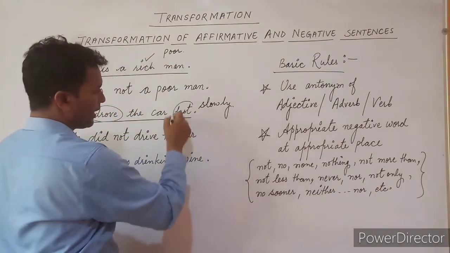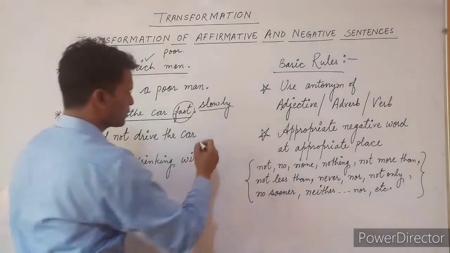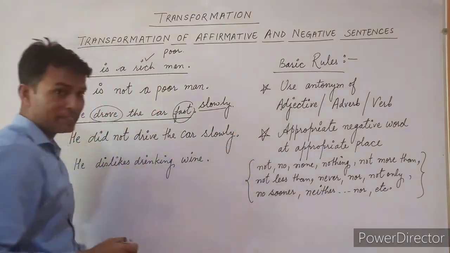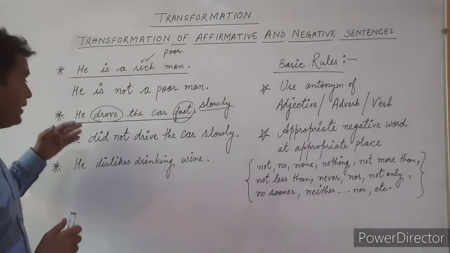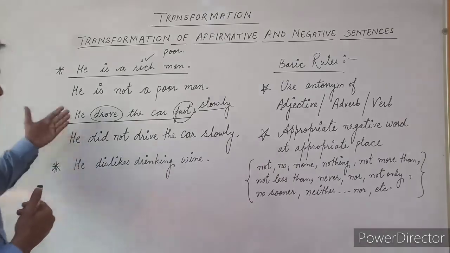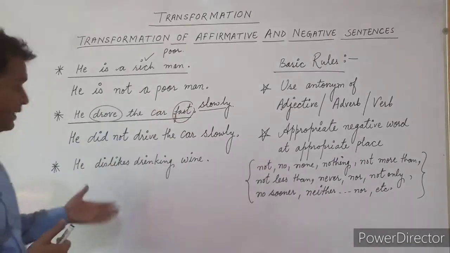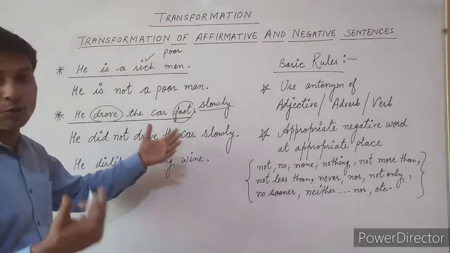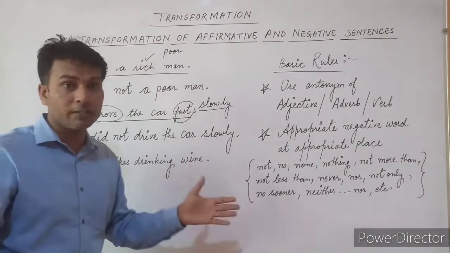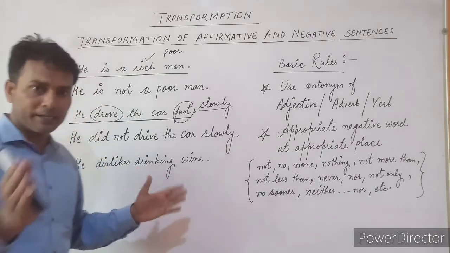And in place of fast, you will write slowly. So now you can see that I have transformed it into a negative sentence without altering the meaning of the sentence. He drove the car fast and he did not drive the car slowly. It means he drove the car fast. Without altering the meaning, I have changed it into a negative sentence.